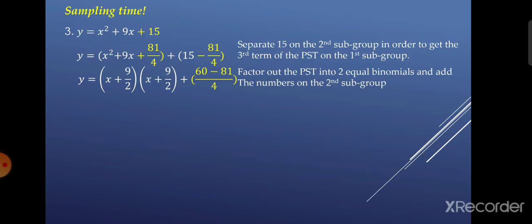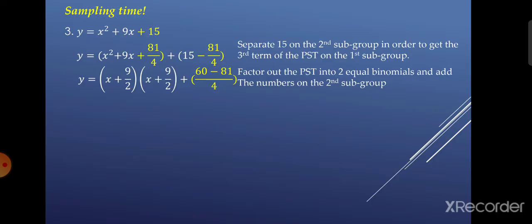Factoring out the perfect square trinomial into two equal binomials. The 81 over 4 comes from 9 over 2 times 9 over 2. Therefore, we write two binomials: x plus 9 over 2 and x plus 9 over 2. The 9 over 2 is the original half of the middle term 9 before it was squared. Then, plus, we solve the second subgroup.